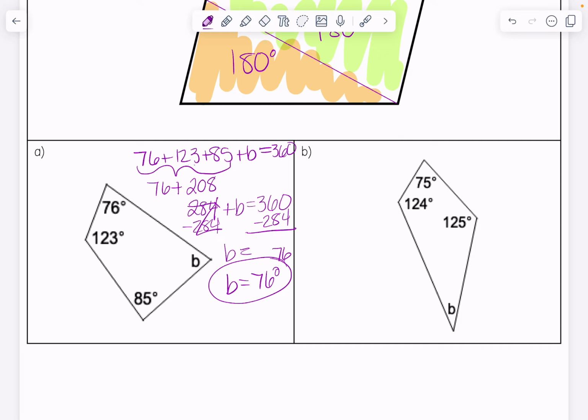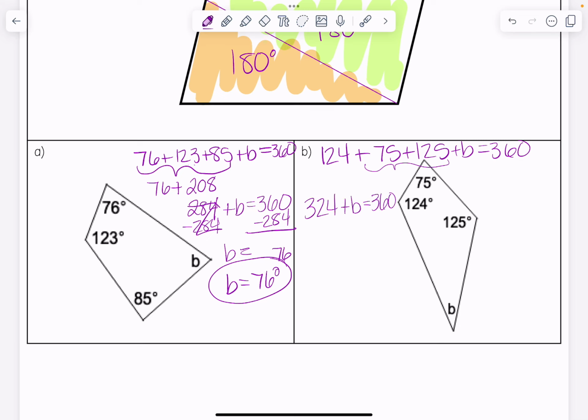And then on our next one, again, I'm given 4 angles, so I can set up an equation. I know that 124 plus 75 plus 125 plus b needs to equal 360 degrees. On this one, it's pretty easy for me to add 75 plus 125, so that's 200, plus the 124, so 324 plus b equals 360. Zero out my 324. And so b is going to equal 36 degrees, I believe.